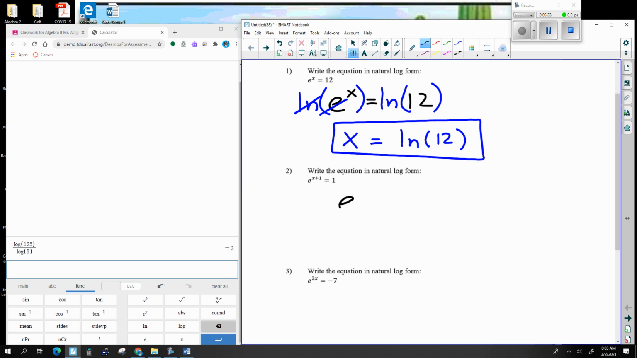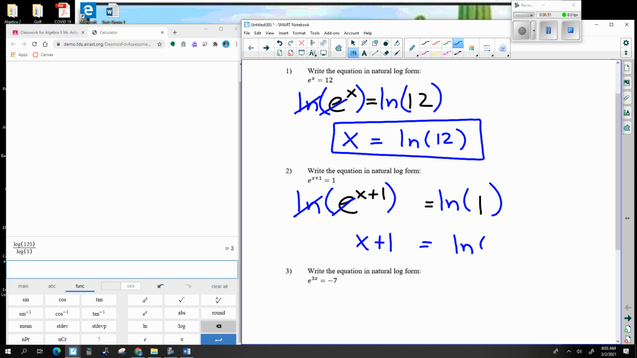So again, here we have e to the x plus 1 is equal to 1. So take the ln of both sides. So that leaves us with x plus 1 is equal to the ln of 1.